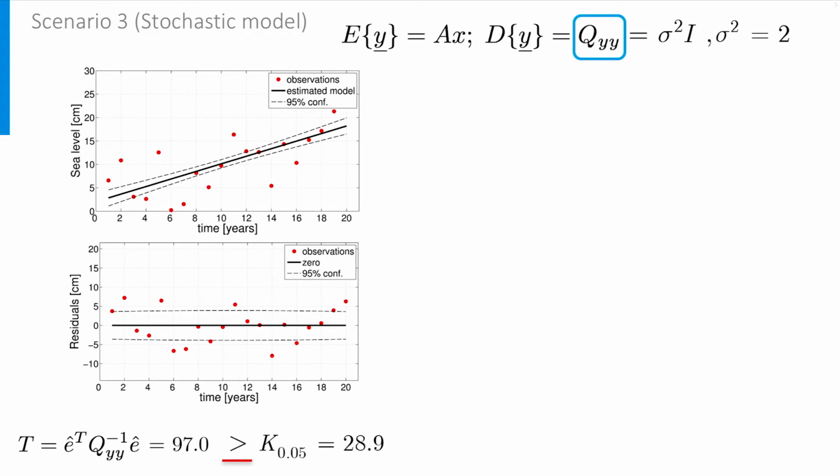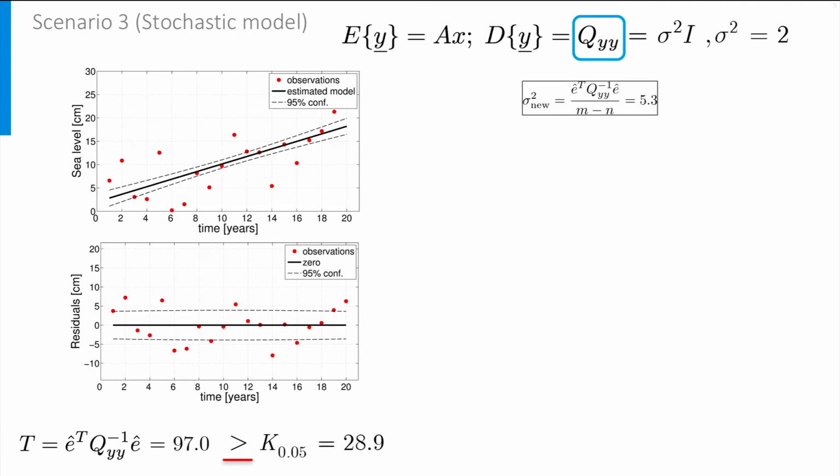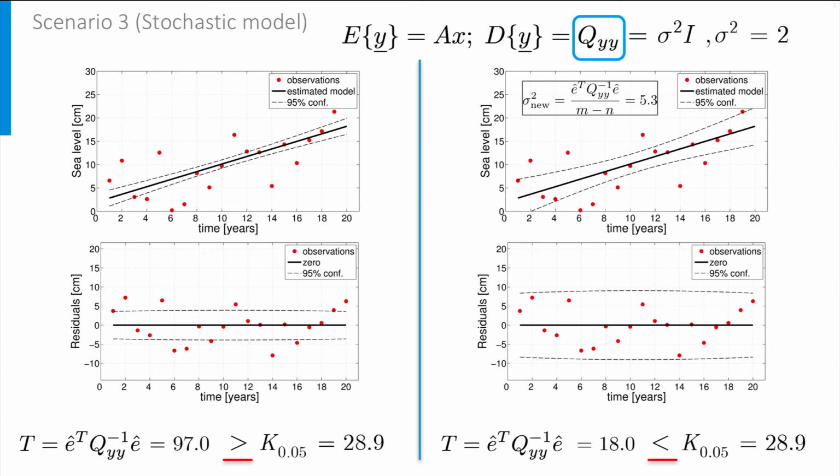Now let's apply BLUE again, but this time with a new covariance matrix. Instead of using the initially assumed variance of 2 centimeters squared, I computed the new adapted variance as the ratio of the test statistic of the first model and the degrees of freedom m minus n. It results in a bigger variance, in this case 5.3, and now we can see the results. We see that the test has been accepted.